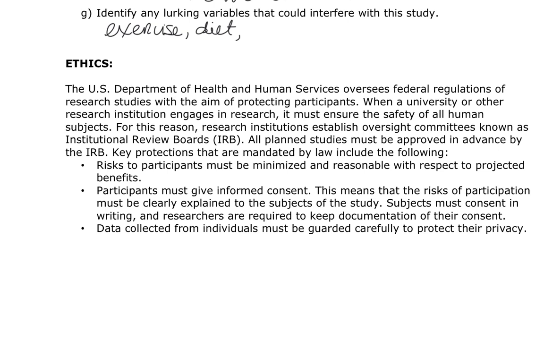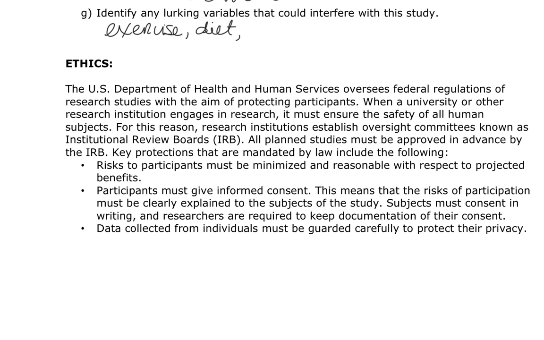The participants must know that they're in the study. They have to have informed consent, so they have to understand the risks involved in participating, and it has to be clearly explained to the subjects that are in the study. The subjects must consent in writing, and the researchers are required to keep documentation of their consent. And then the data collected from individuals must be guarded carefully to protect their privacy.